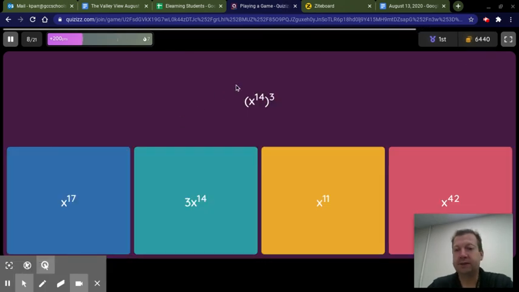All right, I'll do one last one here today. X to the 14th raised to the power of 3. I need to take 14 times 3, which is 42, and I get x to the 42nd power.